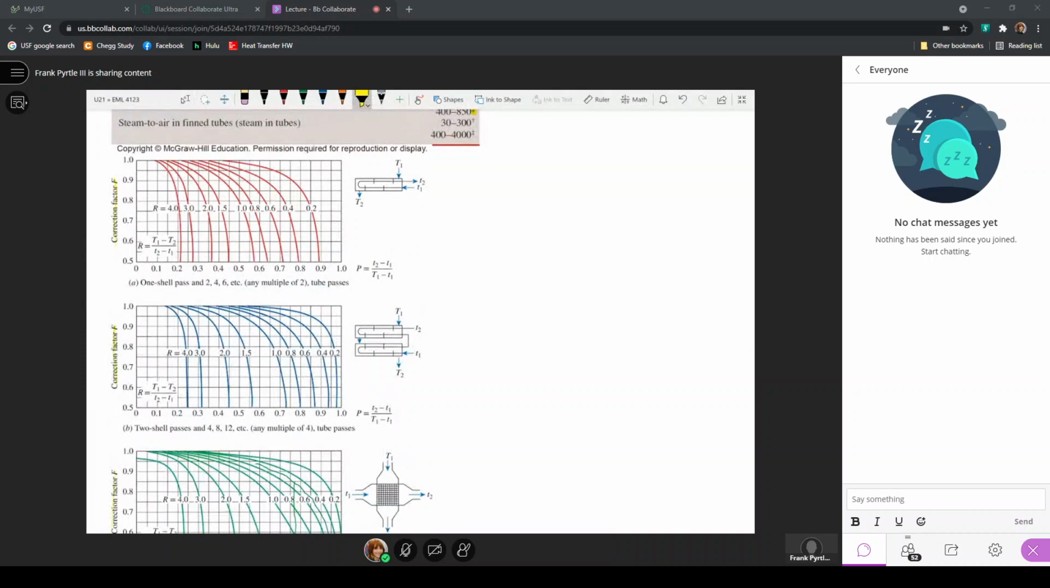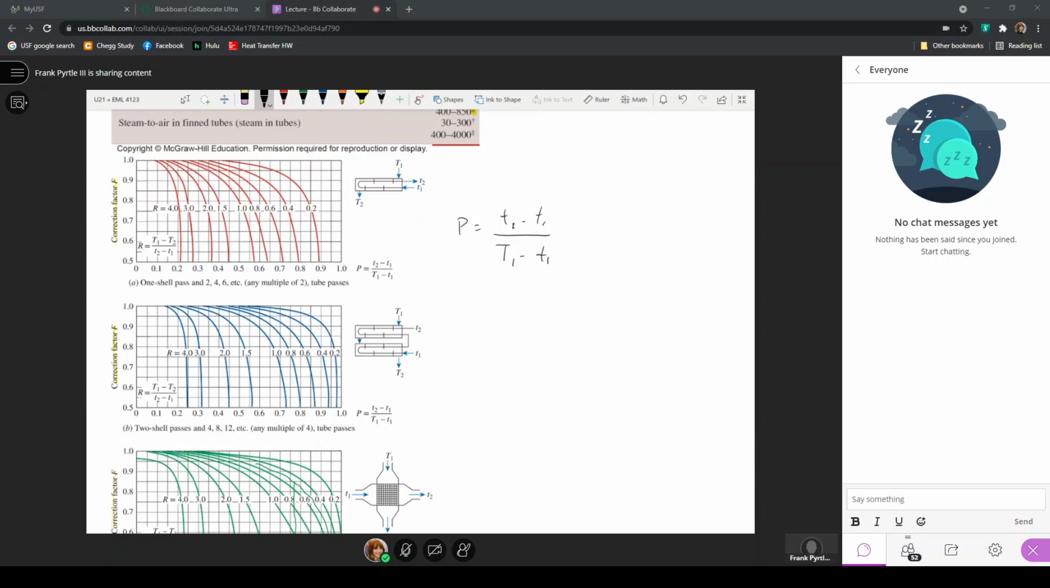On the x-axis is this value that is P, and that's the same on all four figures, and the colored lines that are drawn are for this value that is R, where the definitions of these quantities are given. P is, for all of these expressions, lowercase t2 minus lowercase t1 over capital T1 minus lowercase t1. Now, what are those temperatures? Well, all of these are temperatures, but there are uppercase and lowercase that are used. All of them are temperatures.